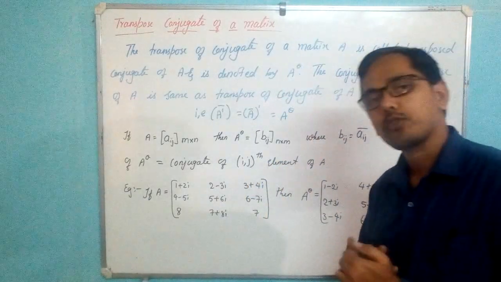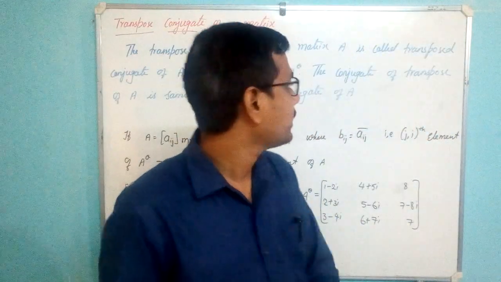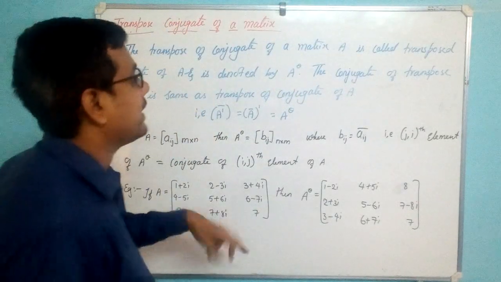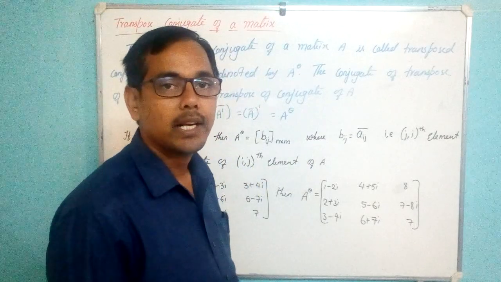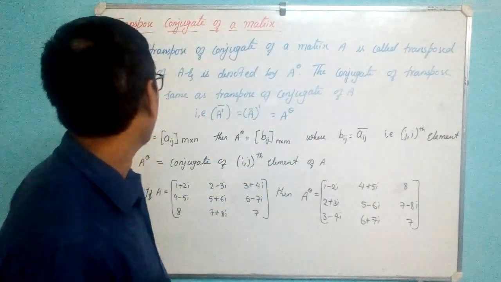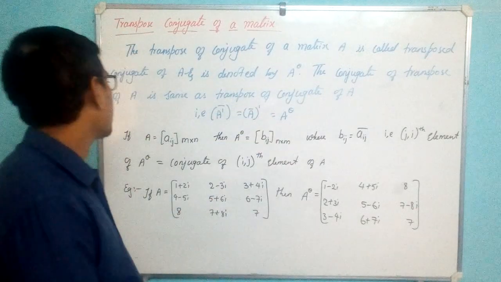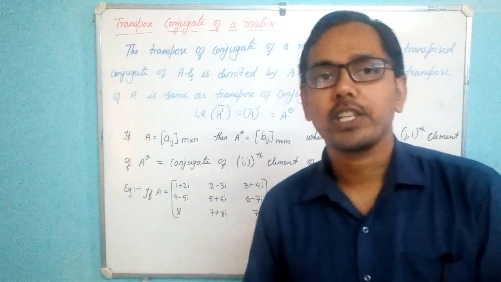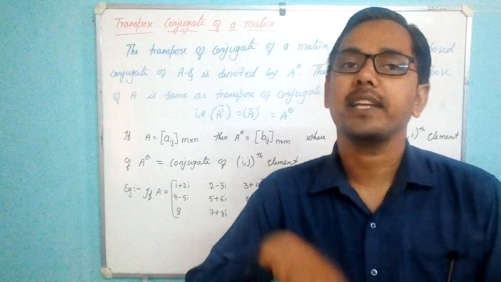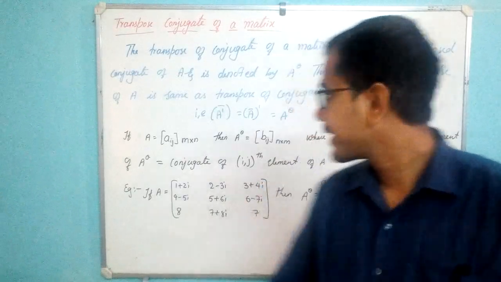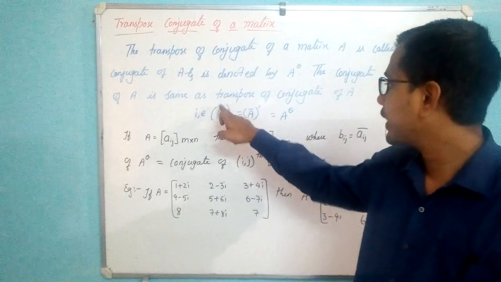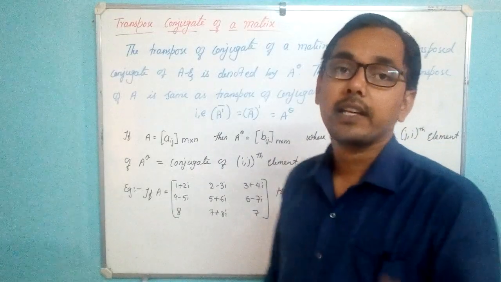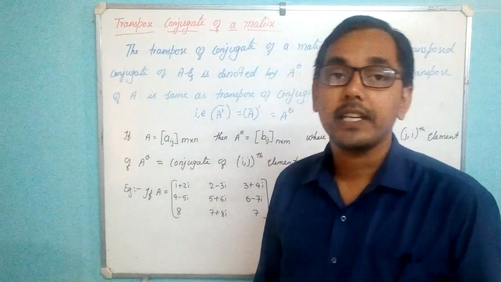So transpose conjugate is also called transposal conjugate. Transpose conjugate of matrix A can be called transposal conjugate of A, and it is denoted by A to the power theta, right? One more thing is that the conjugate of the transpose of A is the same as the transpose of the conjugate of A. So whether you first calculate the conjugate and then the transpose, or first take the transpose and then the conjugate, both will be one and the same. That is, conjugate of A transpose: first you take A transpose, then its conjugate. You know how to take A transpose, right? Interchanging rows and columns.